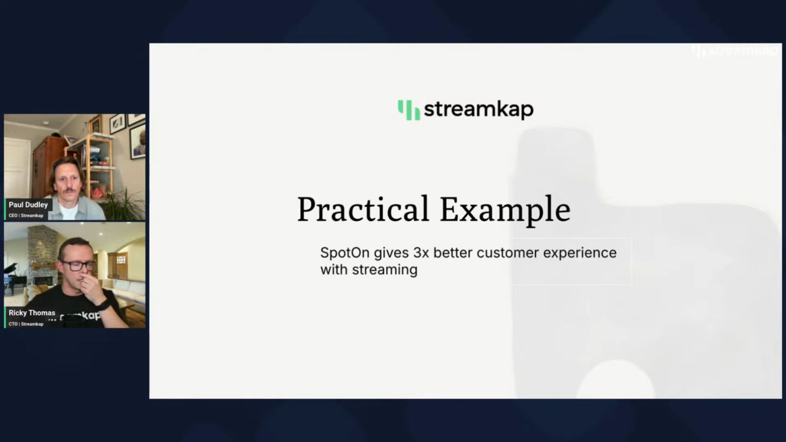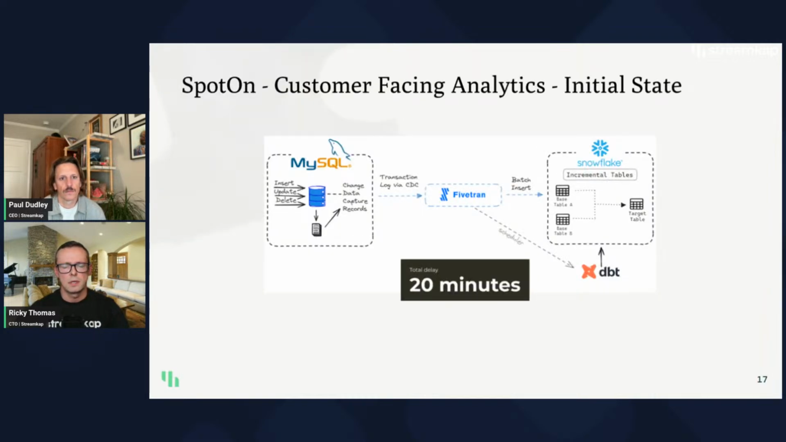Yeah, so we'll take a look at a company called SpotOn. They do a bunch of things, but around point of sale was the use case here. So collecting point of sale data across the world for some of the largest companies. And if we take a look at what they were running, this would be a typical batch pipeline for how the data is there.